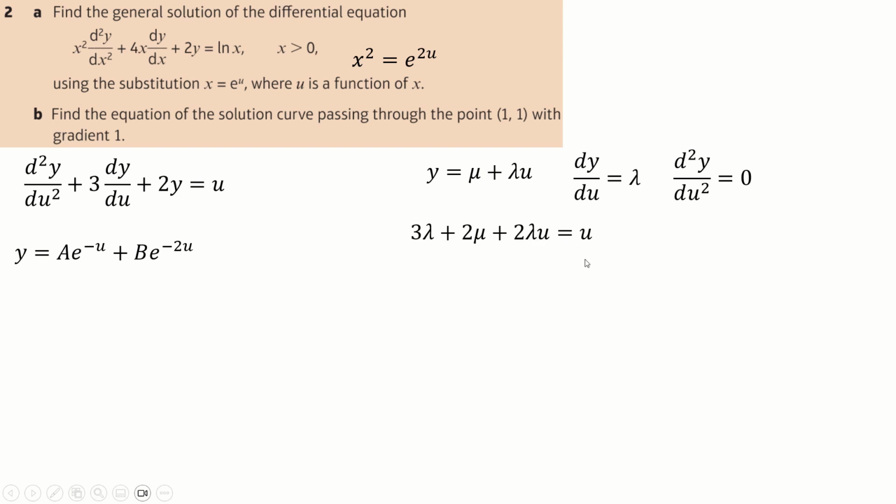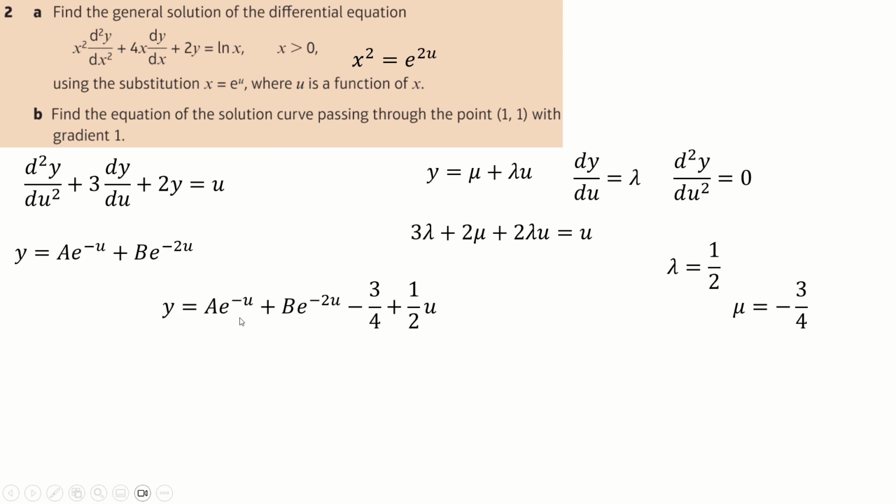Clearly, lambda has to be a half for the u's to match both sides. And if lambda is a half, that's 3 over 2. And this whole thing has to be 0 because there's no constant over here. Well, 3 over 2 plus 2 mu equals 0 means mu is minus 3 over 4, I think. And we can put those results back into that, and we can combine them together. And I think we get this as our function of y in terms of u, which isn't what we were asked. So now we need to fix that as well.